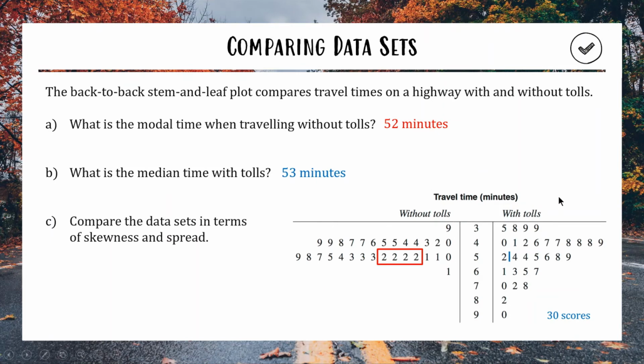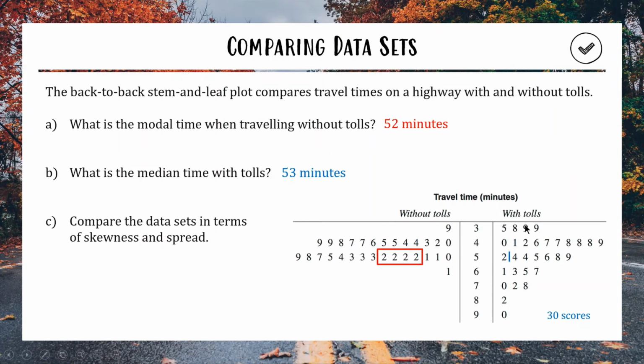And last question, which we're not going to do on screen, we're just going to talk about it, is we're going to compare the data set in terms of skewness and spread. So let's talk about skewness. How would you describe the skewness of the left hand without tolls data set? Are we seeing a stretch in either direction? Not really. So this is a data set which is pretty symmetric based on the plot that we're using. So we would not be saying there is any skewness in the left-hand data set.